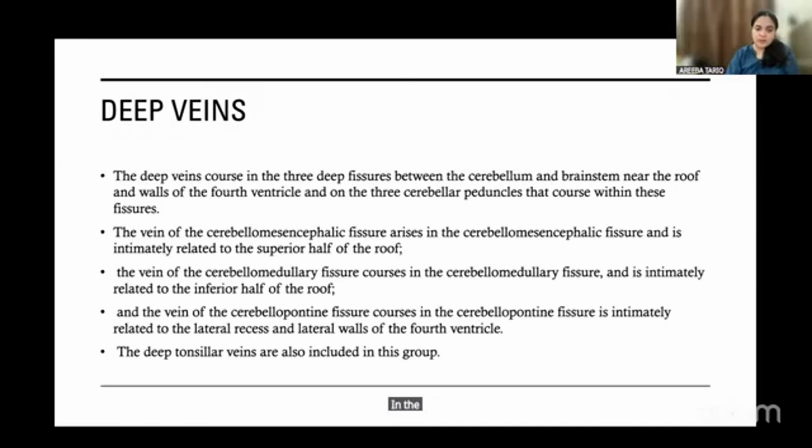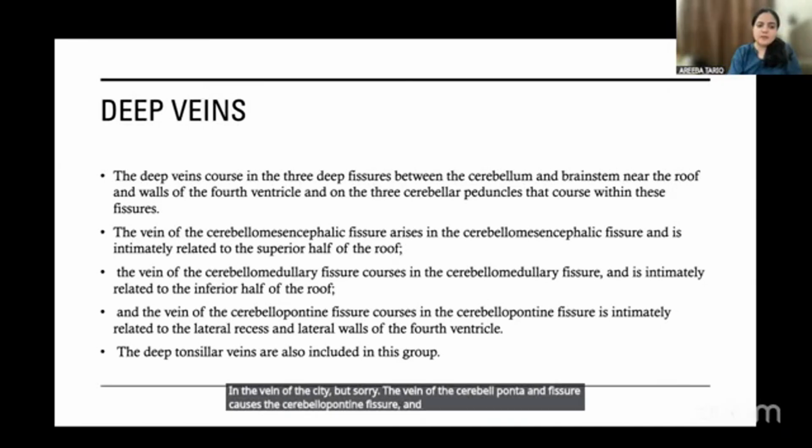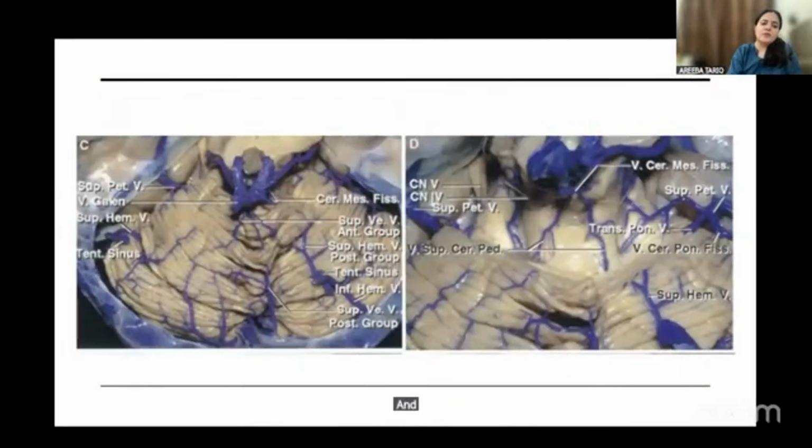The vein of the cerebellopontine fissure courses in the cerebellopontine fissure and is basically related to the lateral recess and lateral wall of the fourth ventricle. And the deep tonsillar veins are also included in this group.